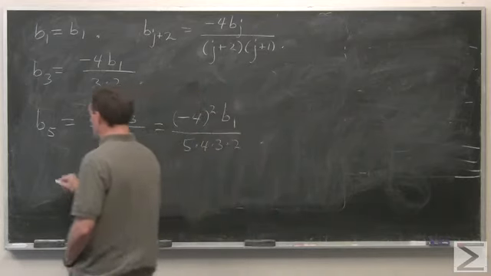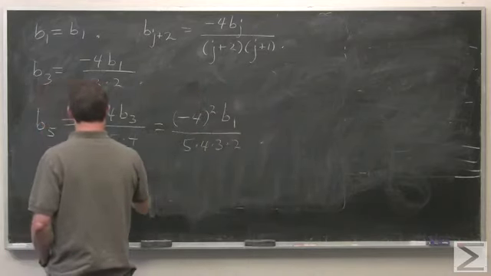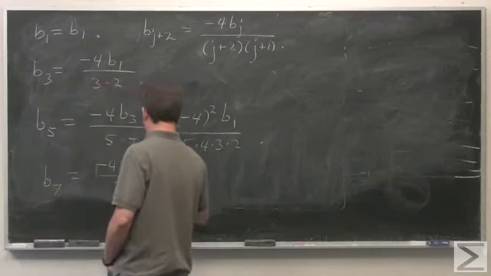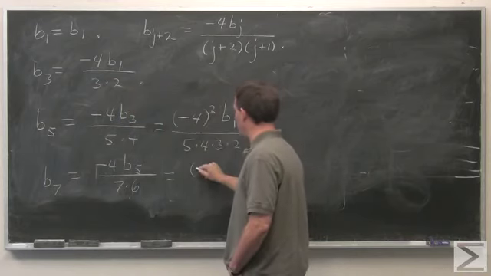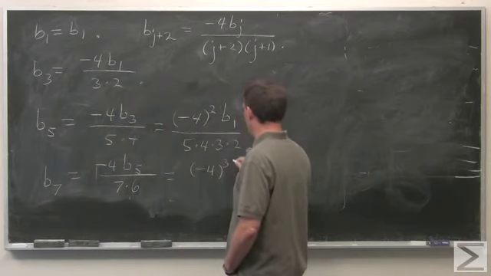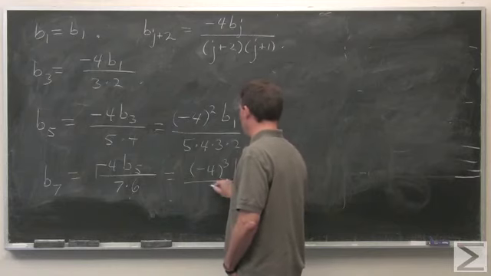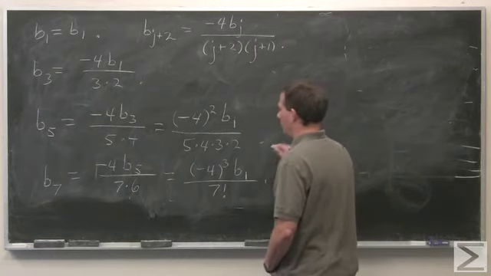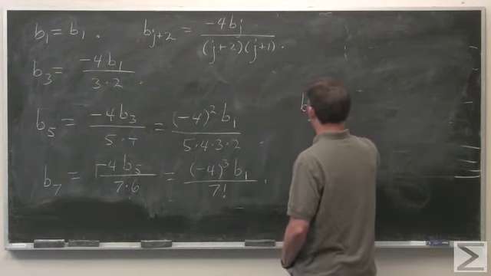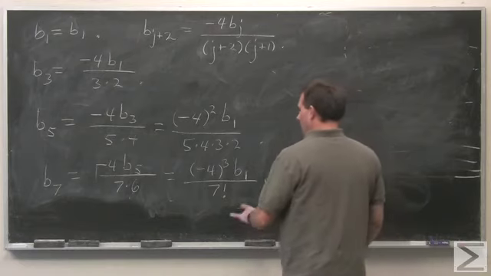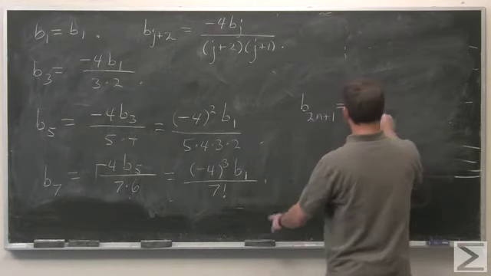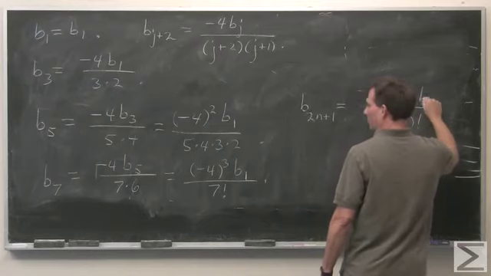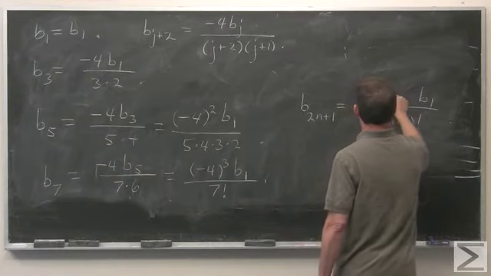Do one more. B sub 7 is minus 4 times b sub 5 over 7 times 6. That means you pick up another power of minus 4, so you get a minus 4 cubed times b1, and then it's over 7 factorial. What are you getting? If you look at it, you'll see that what you're getting is the odd terms, b sub 2n plus 1. You're getting a 2n plus 1 factorial. You're getting a b sub 1, and then you're getting minus 4.